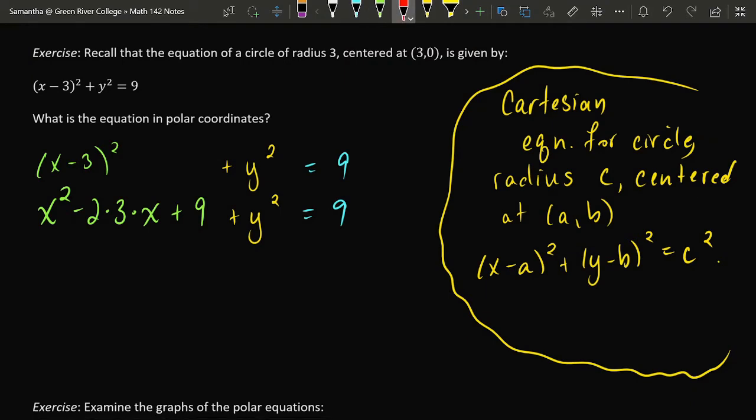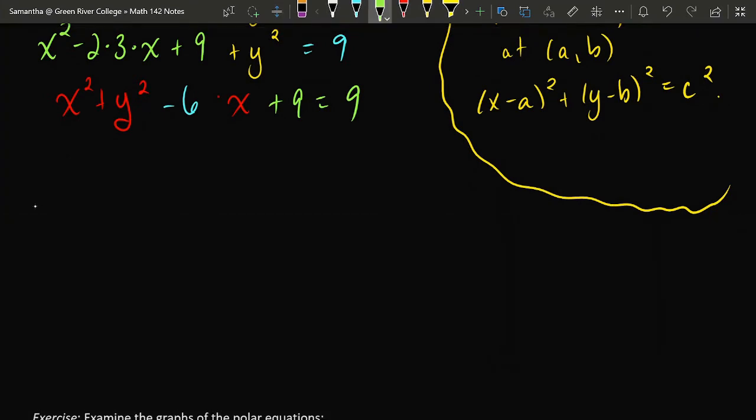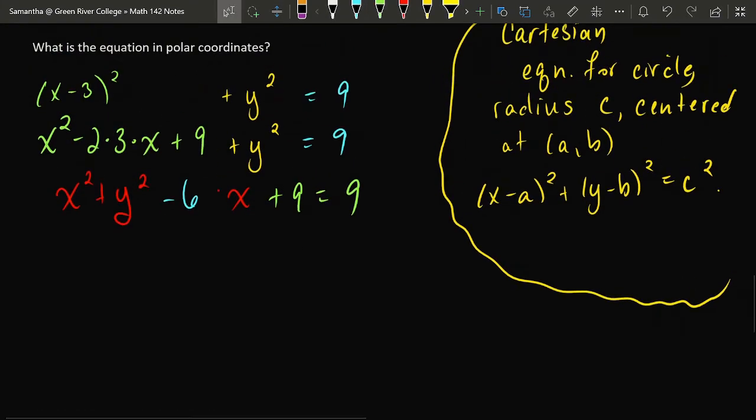So now we have x squared plus y squared, we have a negative 6 times x, and we have a plus 9 on both sides. Now the reason that I have specially highlighted the x squared plus y squared is because that entire quantity as a whole can be converted to polar coordinates pretty easily. X squared plus y squared, that entire quantity, could be converted to r squared.